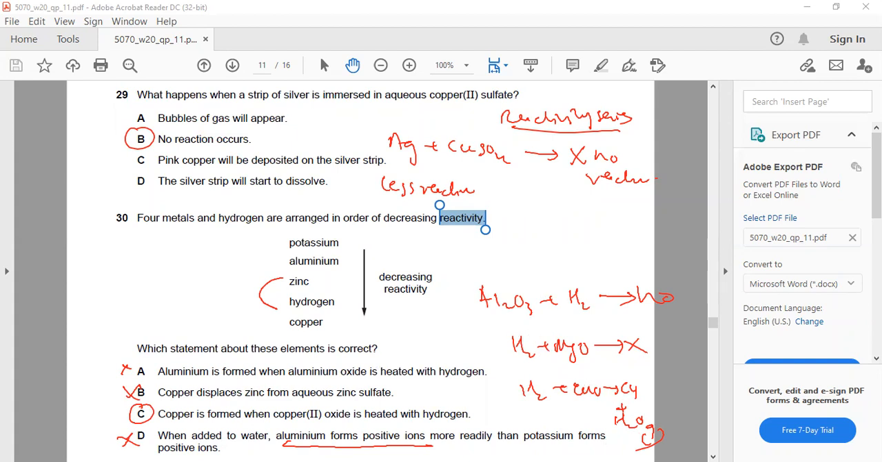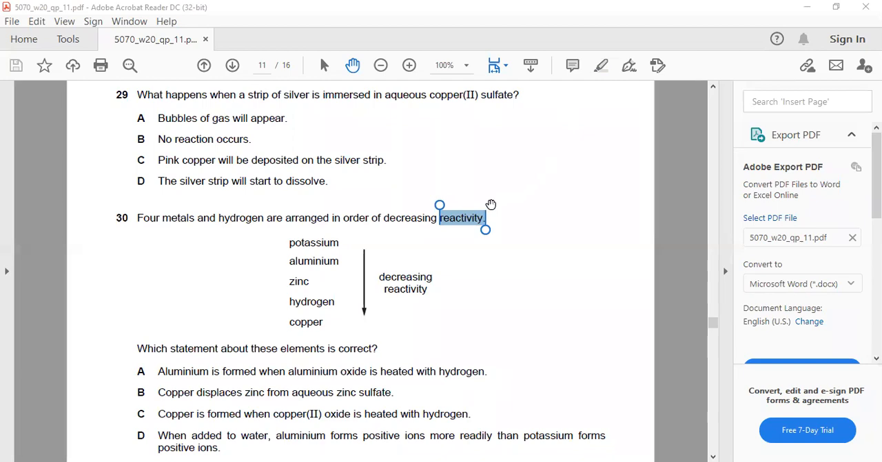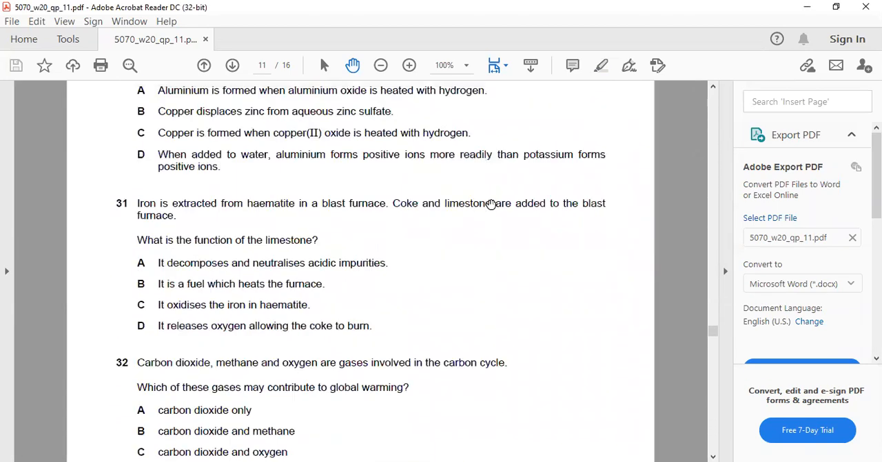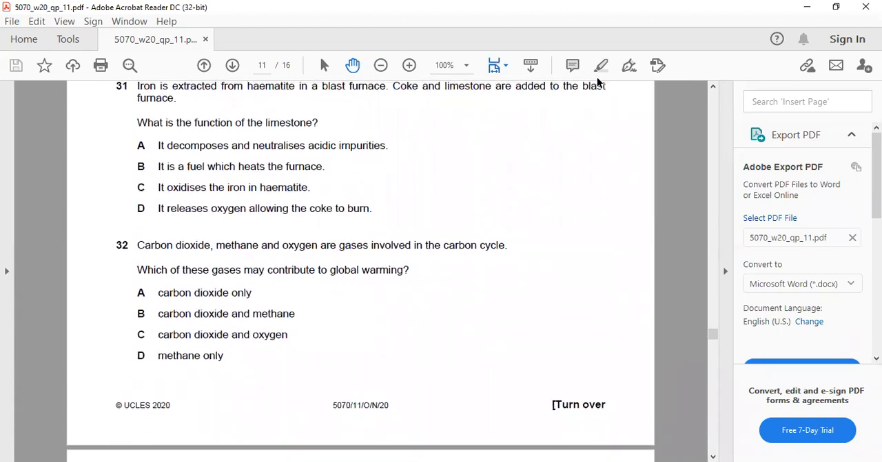Not with the reactive metals. The extraction of iron is by reduction. So metals pushed together, now they are doing it easier.